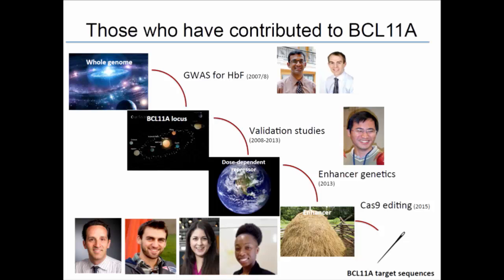For the work that was done in my own group on B11A, I just want to acknowledge those really talented people who have been involved: Vijay Sankaran and Guillaume Lettre. Guillaume is a geneticist who's in Montreal, actually. Jan Zhu, who's now in Dallas, Texas at UT Southwestern. Dan Bauer, Matt Canver, Sophia Cameron, and Cruz Smith. Thank you.